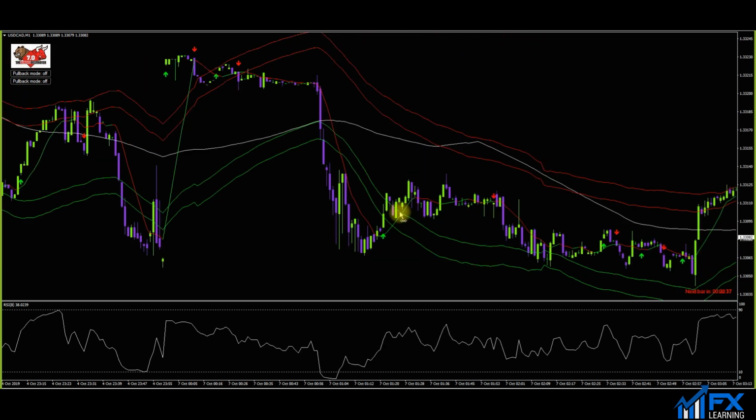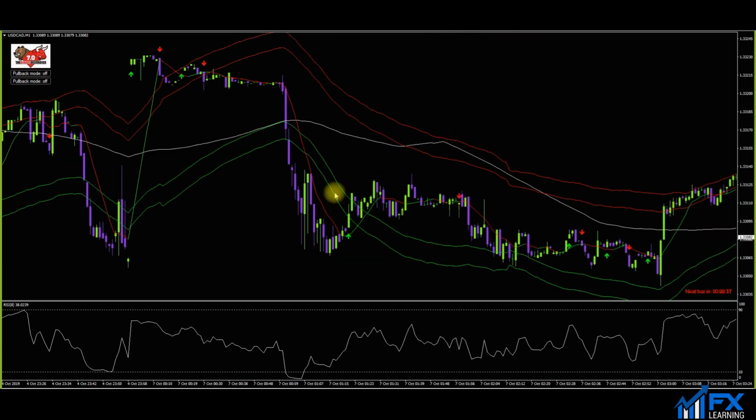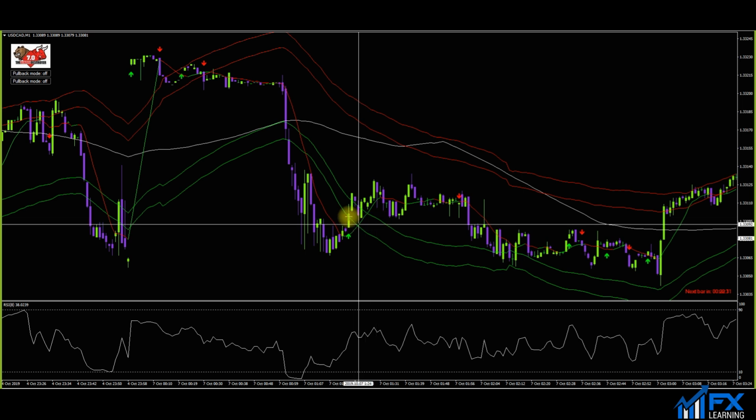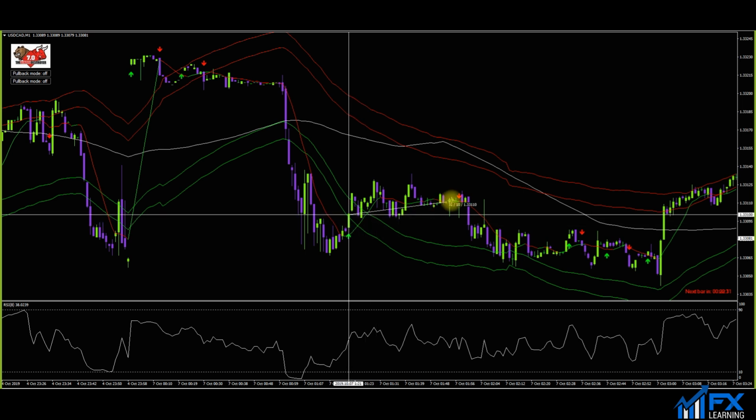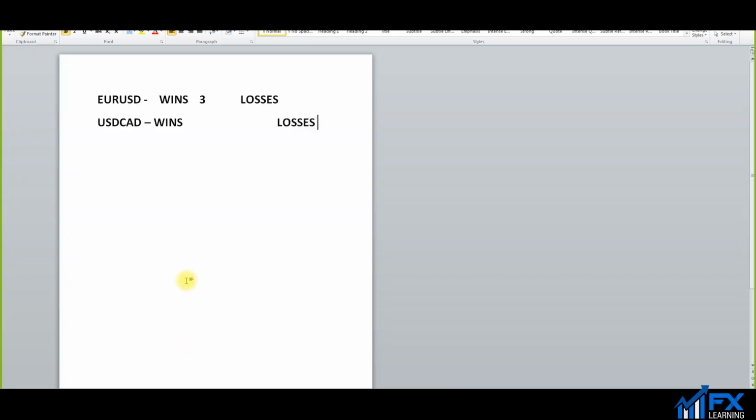Right, so first of all, off the bat, we've got a setup here. This happened at 1:15 a.m. Is that a winner? Yeah, beautiful, beautiful winner. So we've got a USD CAD 1 win. I should write 0 losses there, shouldn't I? In fact, I'll put these like this so you can actually see. Right, back to the charts.